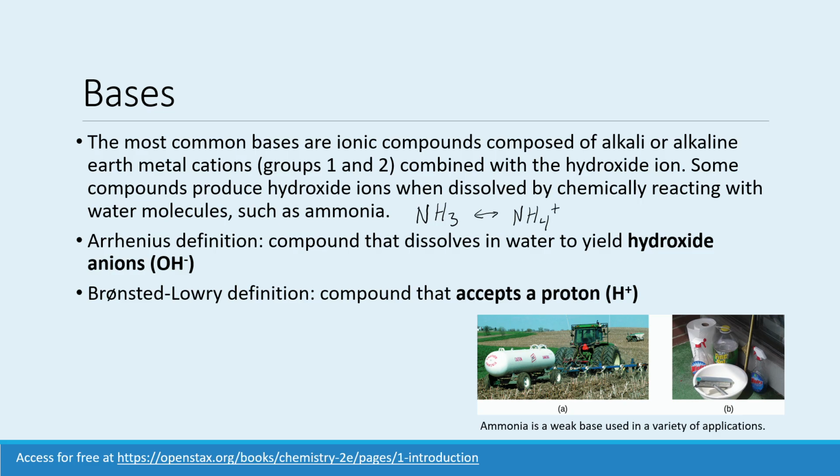Okay, so ammonia, NH3, is considered a weak base. Ammonium, with the extra hydrogen and the positive charge, that is considered a weak acid. So again, base on the reactant side and acid on the product side.